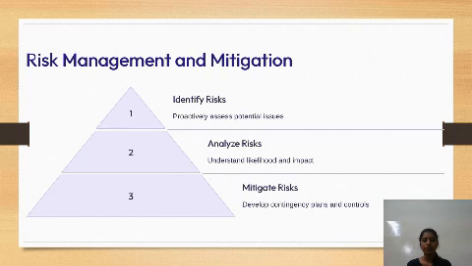The first one is identifying risks, the second one is analyzing risks, and the third one is mitigating risks. Risk management is a broader process that includes risk mitigation, which is a specific strategy to reduce the likelihood of risks occurring and minimize their impact. Risk management is the process of identifying, analyzing, and addressing risks. This includes planning for and anticipating risks.